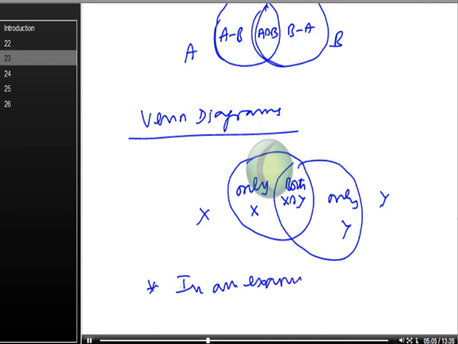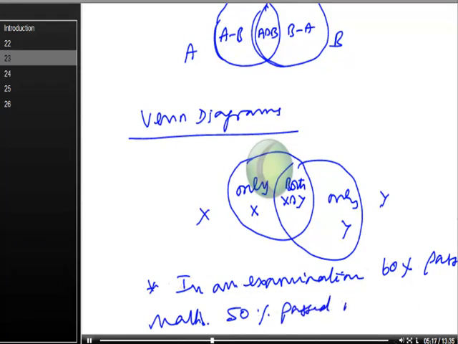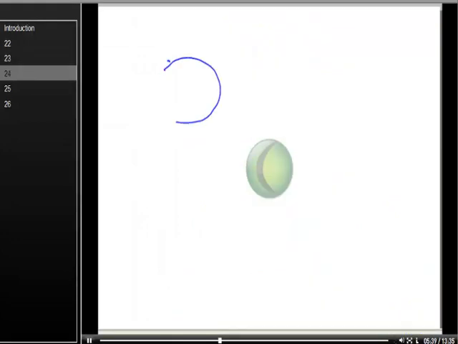In an examination, 60% passed in maths, 50% passed in English, and if 20% failed in both, find the percentage passed in both. Use a Venn diagram to solve this.